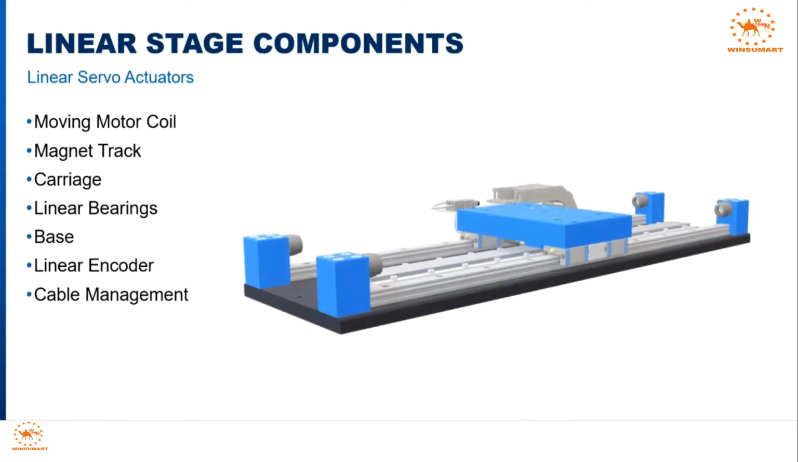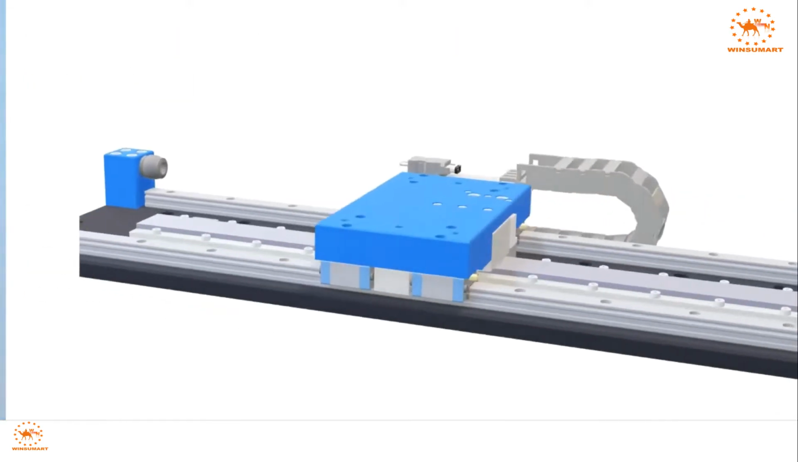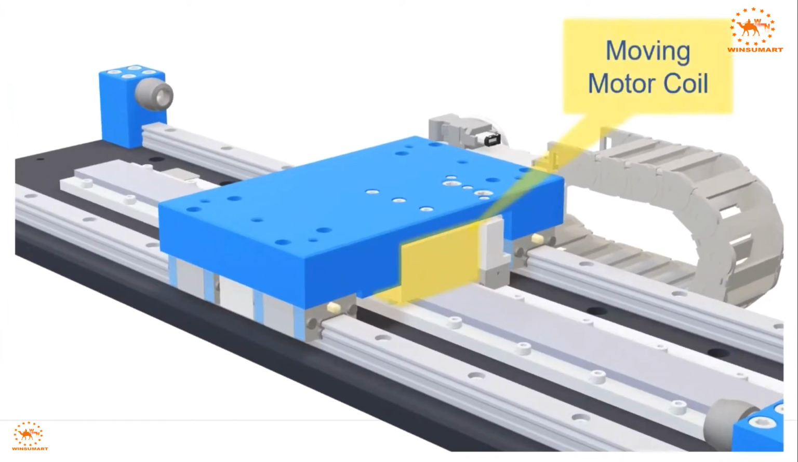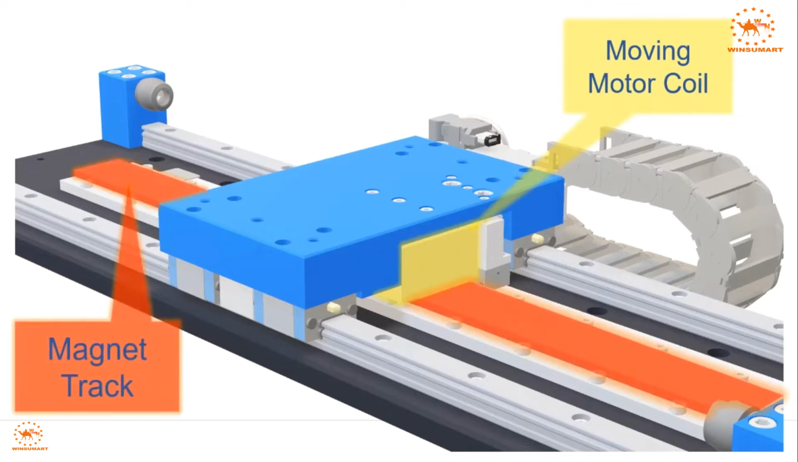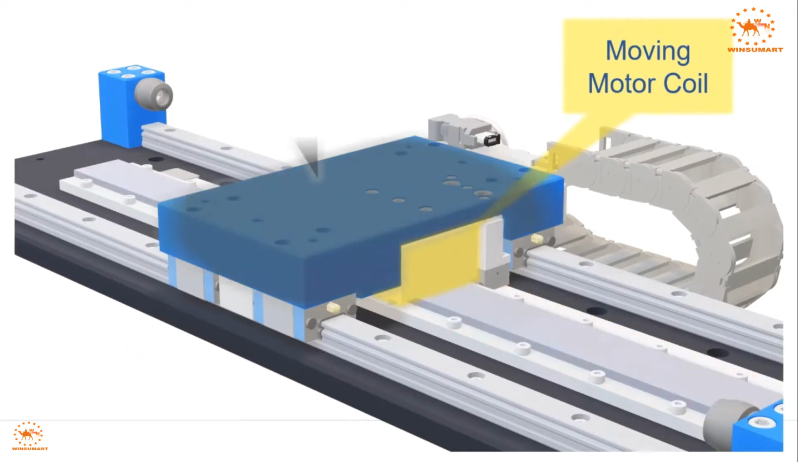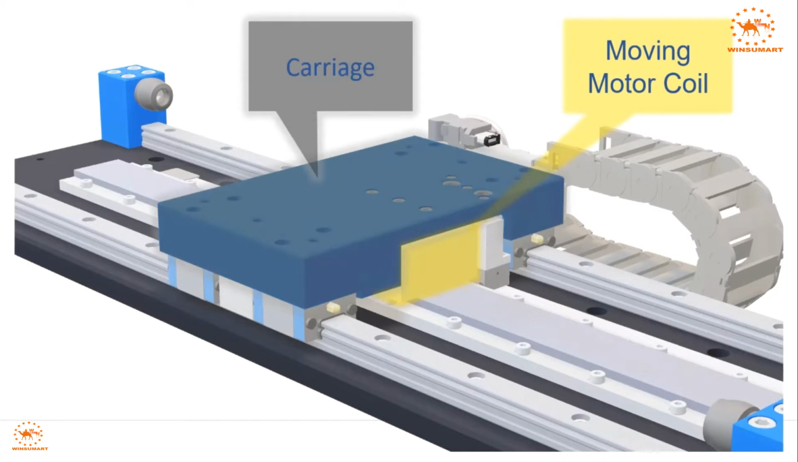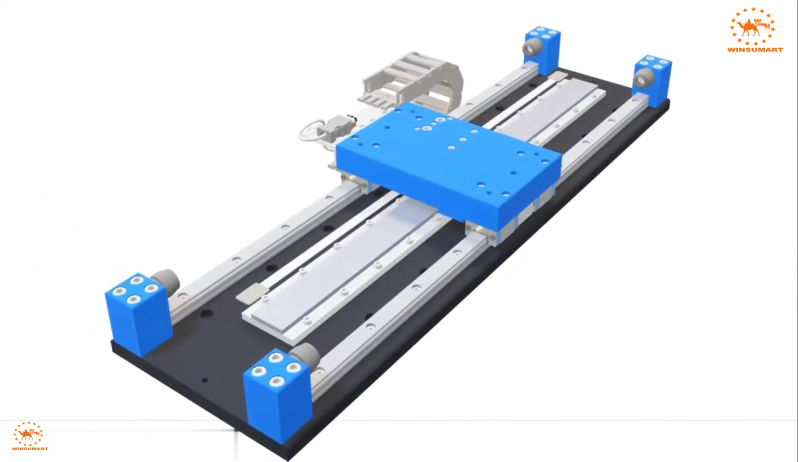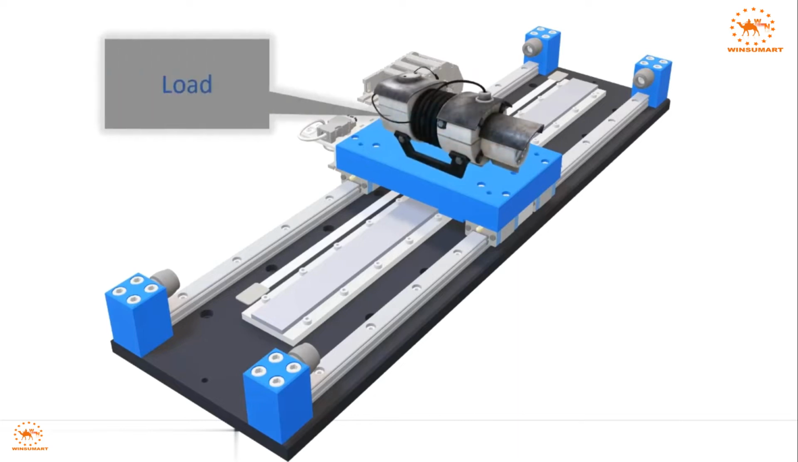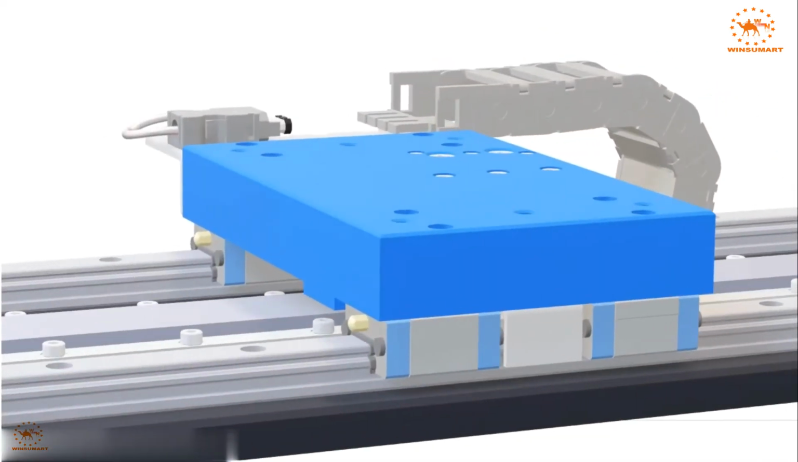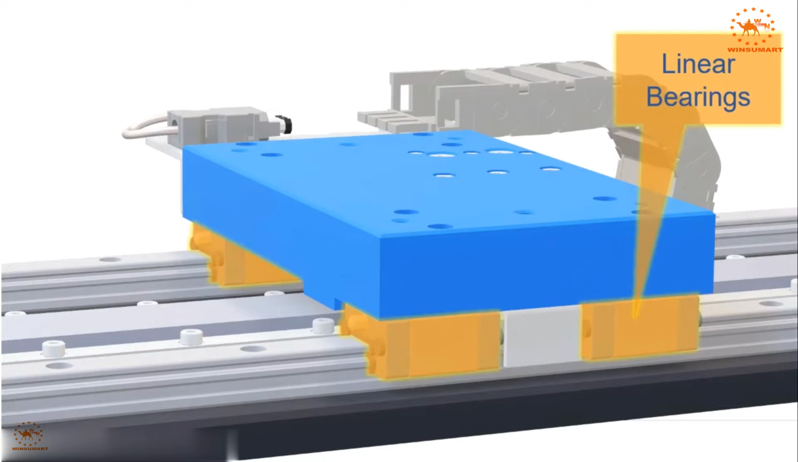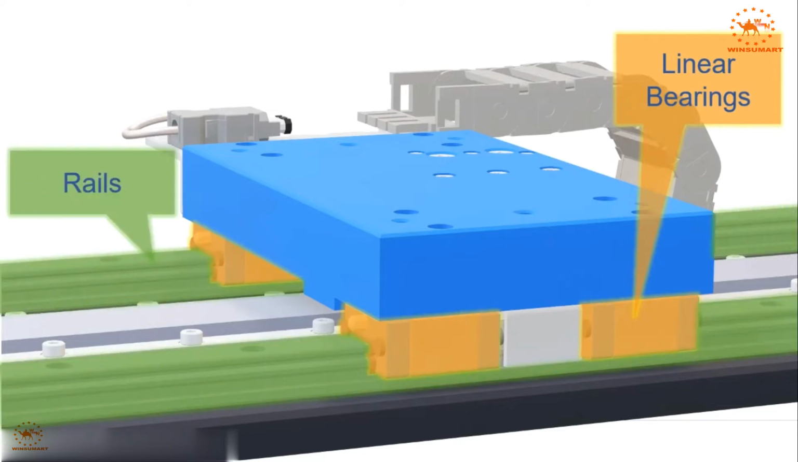The construction of the SigmaTrack 2 linear stage using this 3D model. In a linear motor, the motor coil propels itself along the magnet track. The motor coil is attached to the carriage, sometimes called a slide, and the load is bolted directly to the carriage. The carriage is held in place by linear bearings with rails secured to the base. The linear bearings are the only point of mechanical contact and frictional wear.